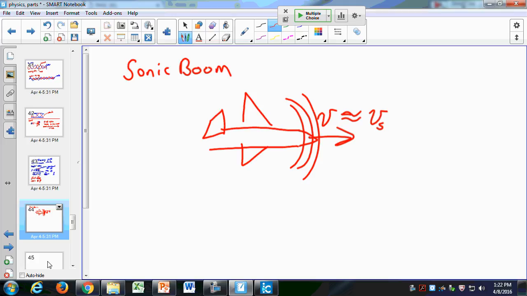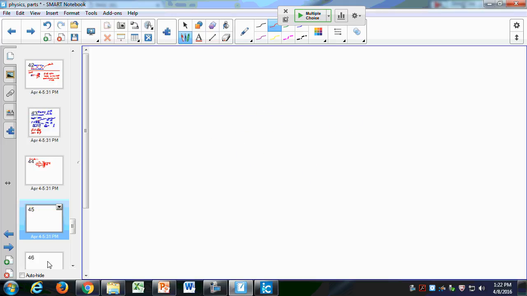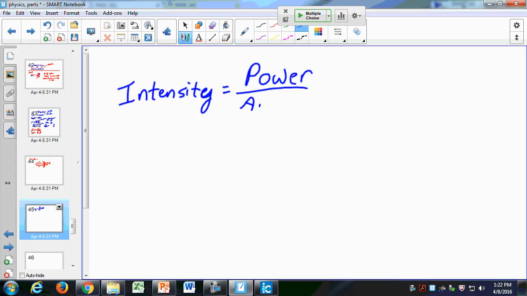All right, but we're going to skip on ahead to intensity and loudness of sound. The intensity is defined as the power per area. Remember, power is measured in watts or joules per second. This is an energy per time per area. This area is like your surface area.